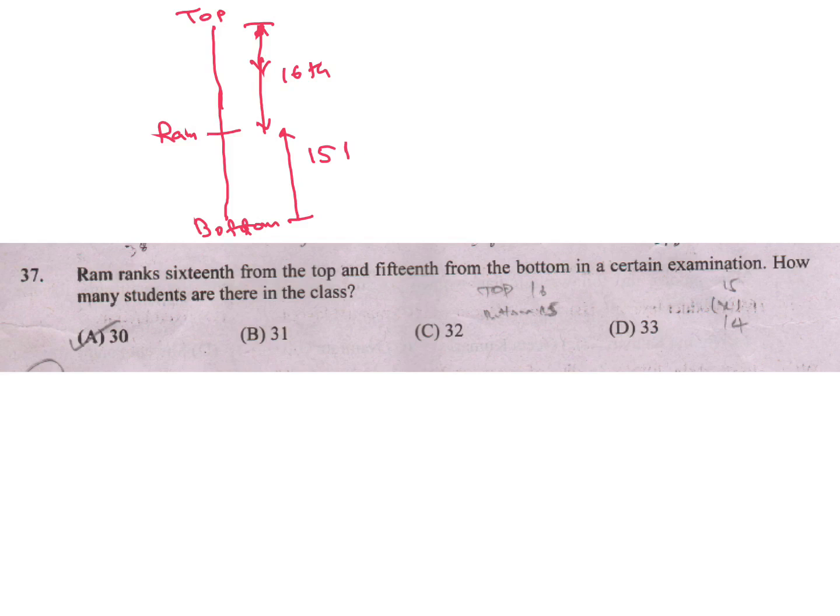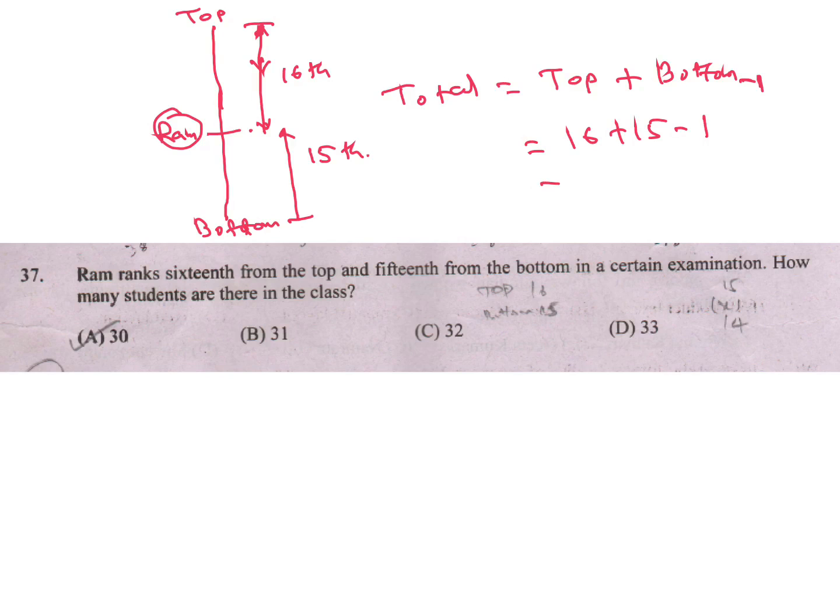Total formula is, total number of students is from top plus bottom minus 1, because Ram repeats 2 times. From top also if you calculate, Ram will come, and from bottom again Ram will come. So 16 plus 15 minus 1, 31 minus 1, 30 is the answer. Simple. Within 15 seconds you can answer this question.